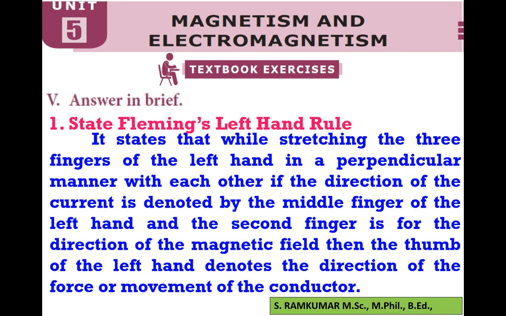It states that while stretching the three fingers of the left hand perpendicular to each other, if the direction of the current is denoted by the middle finger and the second finger denotes the direction of the magnetic field, then the thumb of the left hand denotes the direction of the force or movement of the conductor.